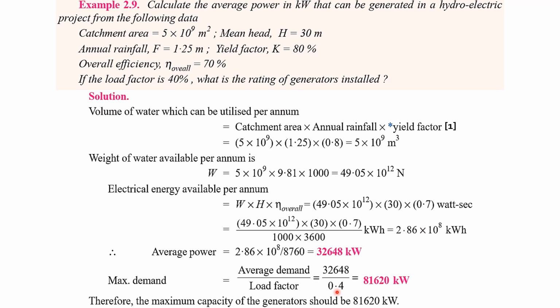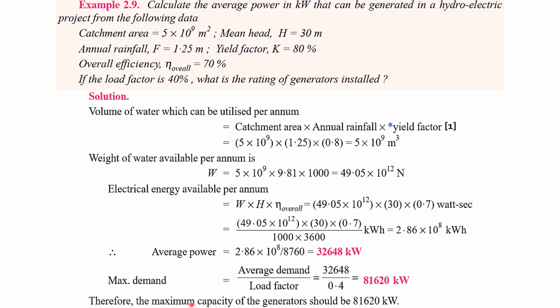The load factor for any station is already defined. So this data will be available to you at all times, that the load factor on this power station is 40%, and that is based on the data which we get from the field. If the load factor of a plant is 40%, then you can simply find the maximum demand by using this formula. So the maximum demand came out to be 81,620 kilowatts.